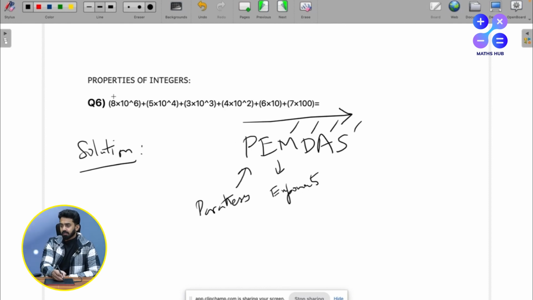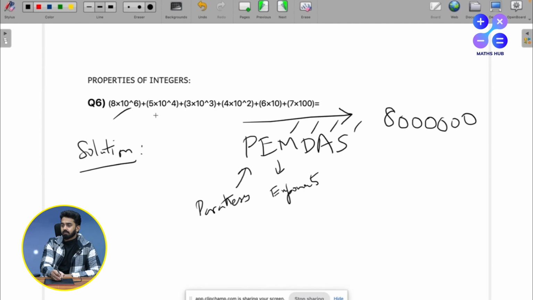From left to right. Now, if you take this question, you have a bunch of parentheses. So if you have a bunch of parentheses, it doesn't matter which you solve first, but all of them need to be solved before you move to the next operation, correct? So if you start with this, you have 8 into 10 power 6, right? So that would be 8 with 6 zeros. 10 power 6 multiplied by any number will be extra 6 zeros, right? 1, 2, 3, 4, 5, 6.